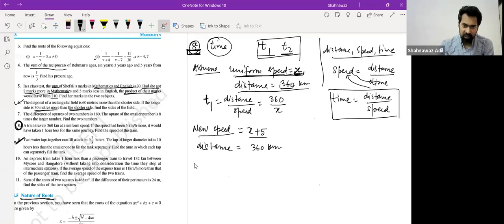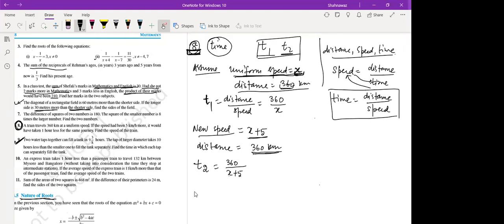So what would be the new time? Distance by speed, right? Distance is 360 kilometers and speed is x plus 5, so the new time is 360 by x plus 5.